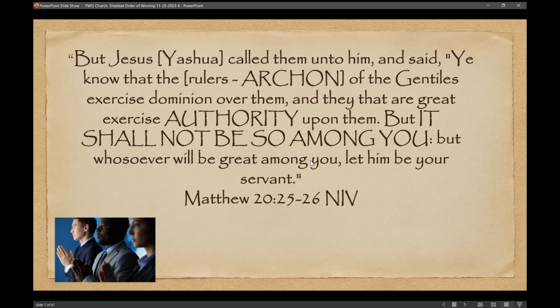Anyway, let's keep reading. But Yeshua, Jesus, called them unto him and said, you know that the rulers, the archon of the Gentiles, exercise dominion over them, and they that are great exercise authority upon them. But it shall not be so among you, but whosoever will be great among you, let him be your servant. Matthew 20, verses 25-26. That's the NIV.